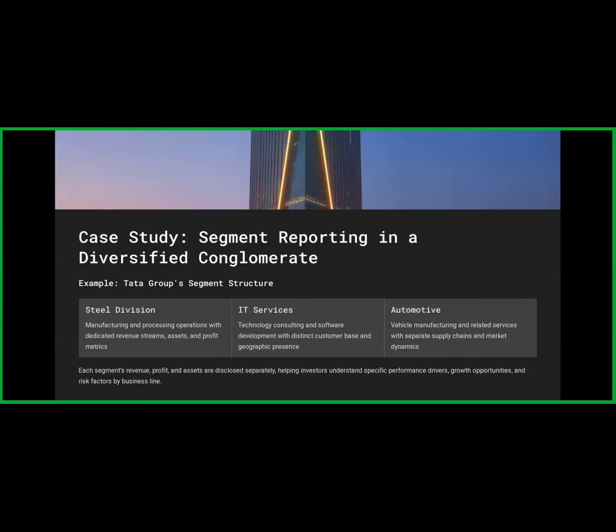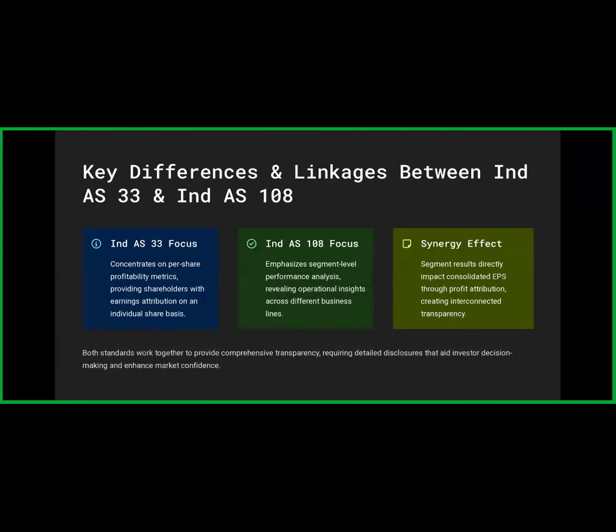That is for the steel division: what is their revenue, what is their profit, what are their assets. They must be disclosed separately. Likewise for IT services: what are their revenue, their profit, their different assets. So that disclosure must be there separately in the financial statements. The same goes for automobiles. That separate reporting should be there in the financial statements.